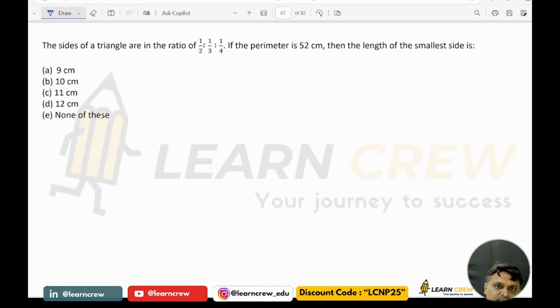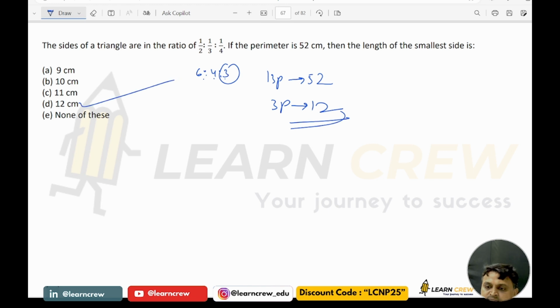Next question. The sides of a triangle are in the ratio 1 by 2 is to 1 by 3 is to 1 by 4. Take the LCM. So 6 is to 4 is to 3. Multiply each with 12. So 6 plus 4, 10 plus 3, 13 parts. 13 parts is 52. The length of the smallest side is 3 parts, which is 12. So answer is 12.